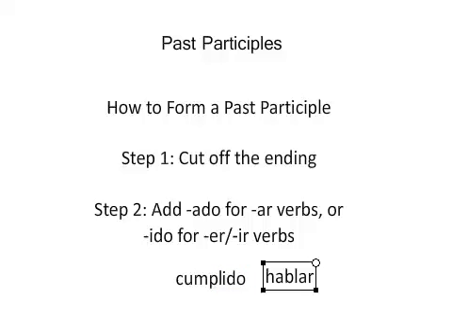If we had hablar, we would follow the same steps, cut off the AR, and since it's an AR verb, we would add ado instead of ido, and so forth. So pick our verb, cut off the ending, and add ado if it's an AR verb, or ido if it's an ER or IR verb.